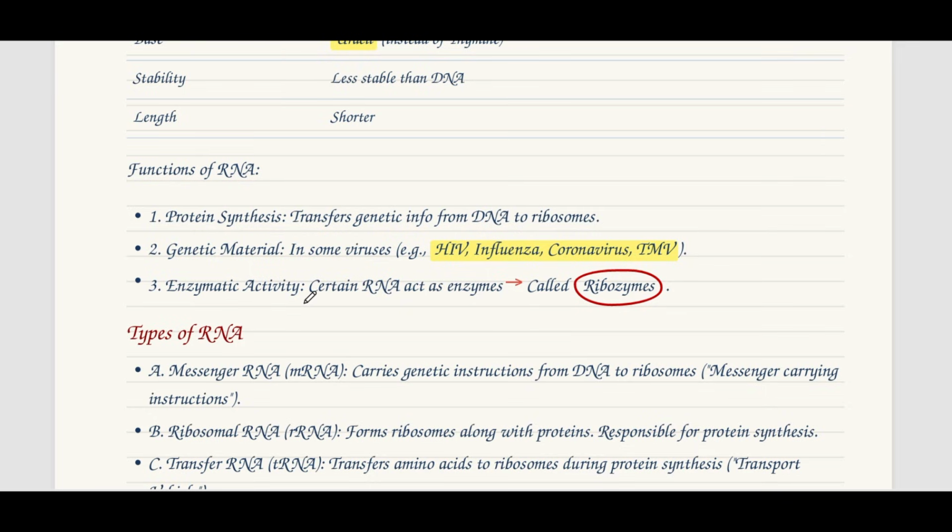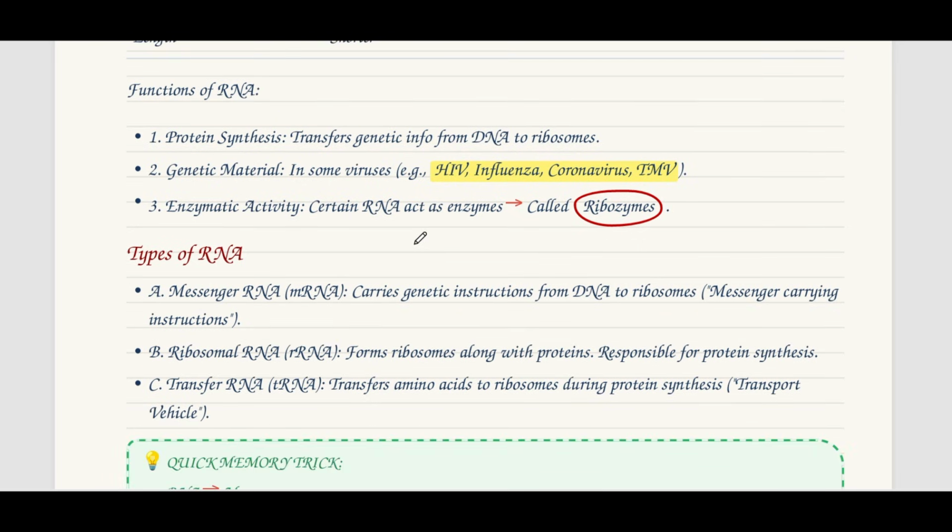Enzymatic activity. What is enzymatic activity? RNA can act as an enzyme, which means it will enhance the reaction to be faster. For example, ribozymes: that enzyme is called a ribozyme.